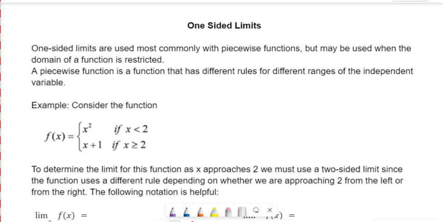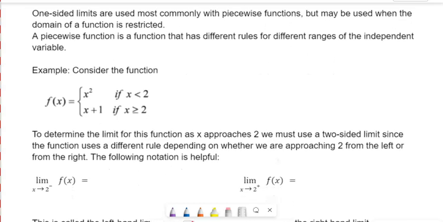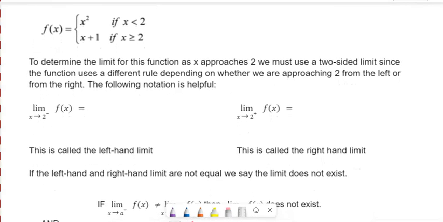So if we were to look at this first example, where f of x is made up of two pieces, x squared if x is smaller than 2, and x plus 1 if x is bigger than or equal to 2. So in order to determine the limit for this function as x approaches 2, we have to use a two-sided limit, and we have to look at it from both sides, from the left and from the right, because there are two different pieces to this function.